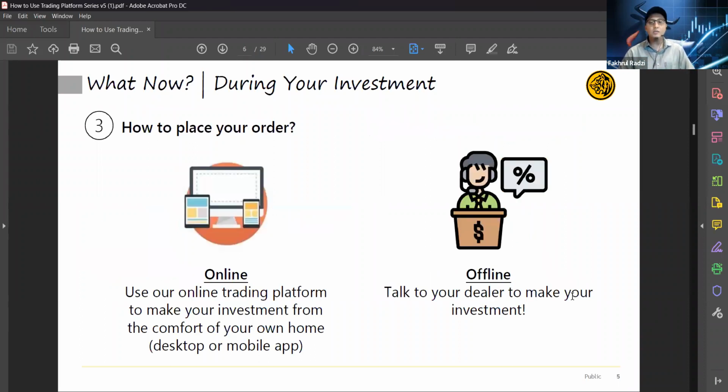All right. Next, maybe you have a question: how to place your order? You have two options to place your order, either to buy or sell. You can place your order online by using our website-based platform or the Maybank Trade app platform, or you can trade by calling our dealer representative, which is the offline option. You can talk to your dealer to make your investment.